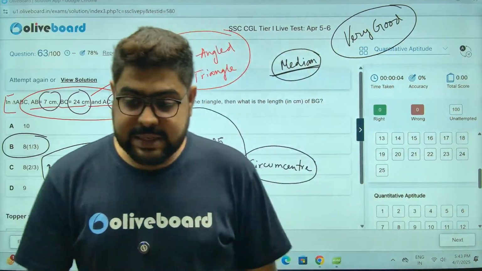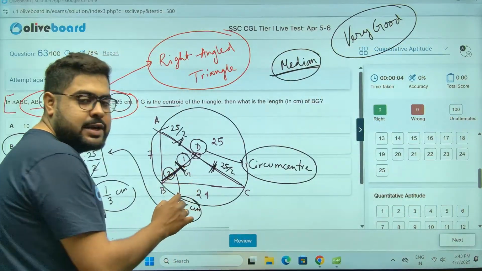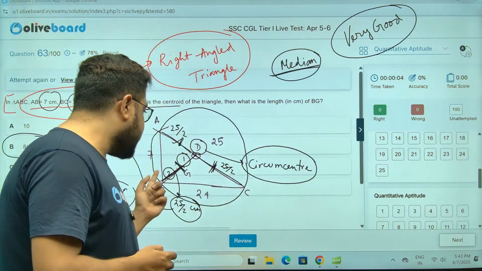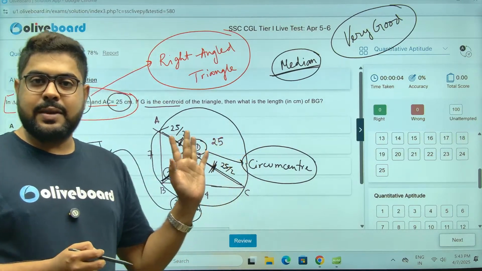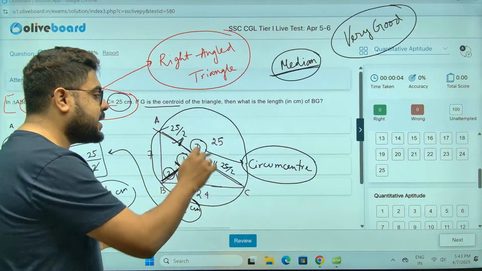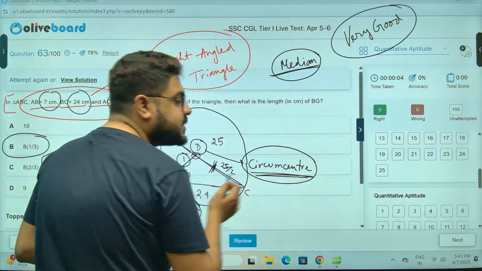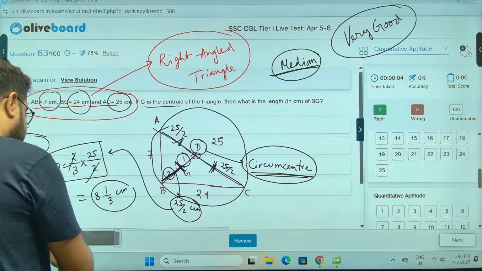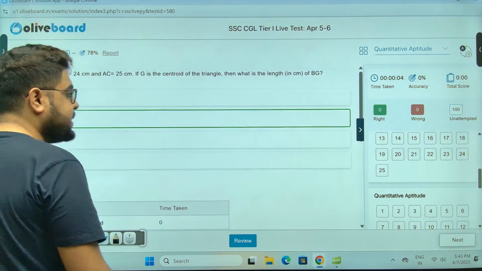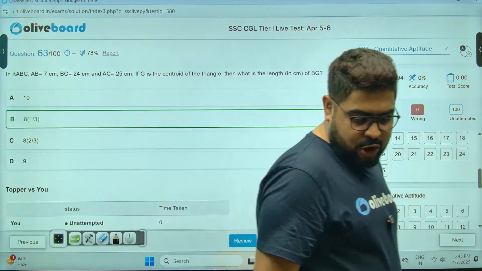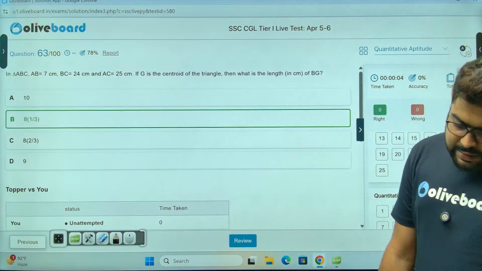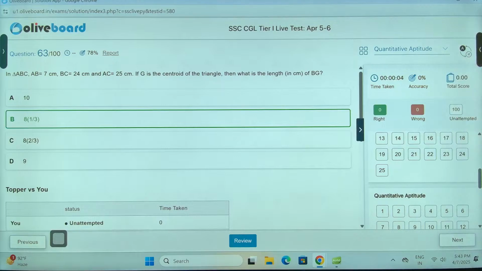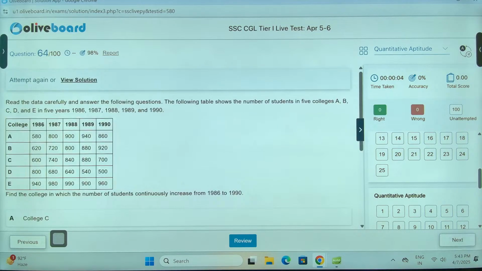G is the centroid. So the centroid concept we need just to get this 2:1. That's all. But the actual question is all about this circumcenter, to understand that this is the circumcenter. Once you know this, everything is clear. Clear, sir? Moving on. Option B is the correct answer for this question. D is the center, exactly. D is the circumcenter.